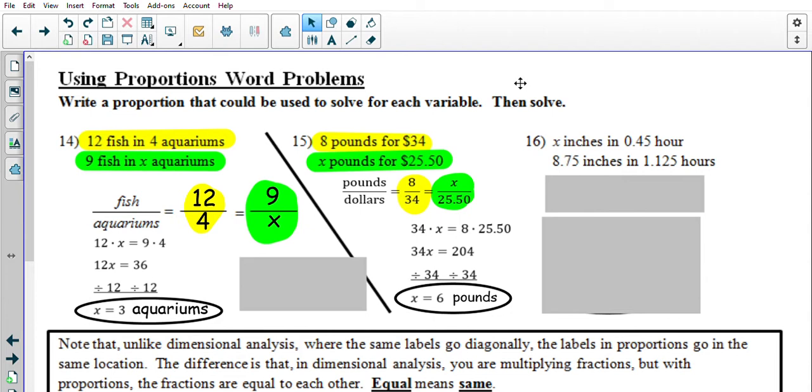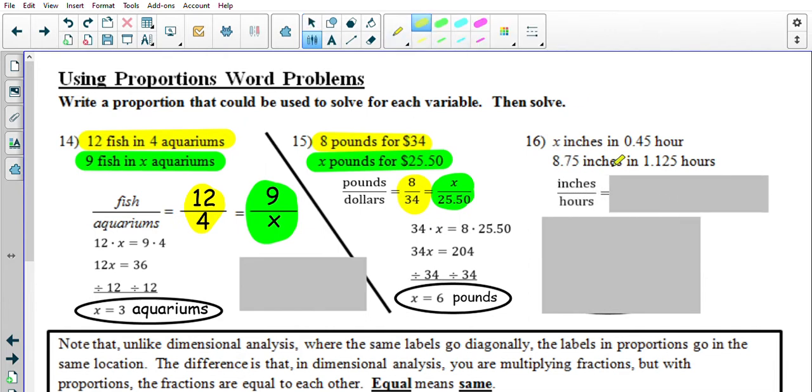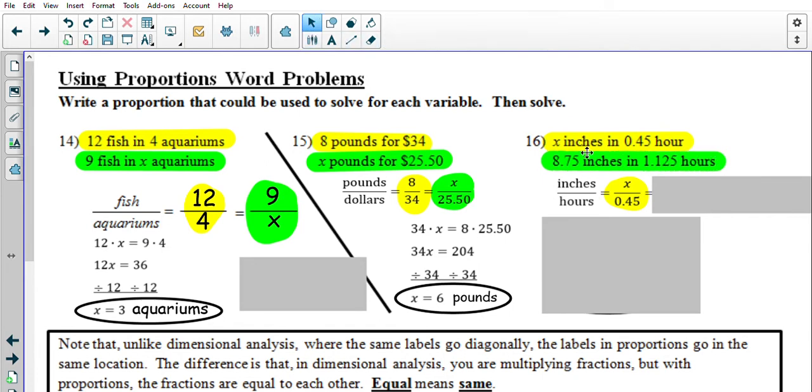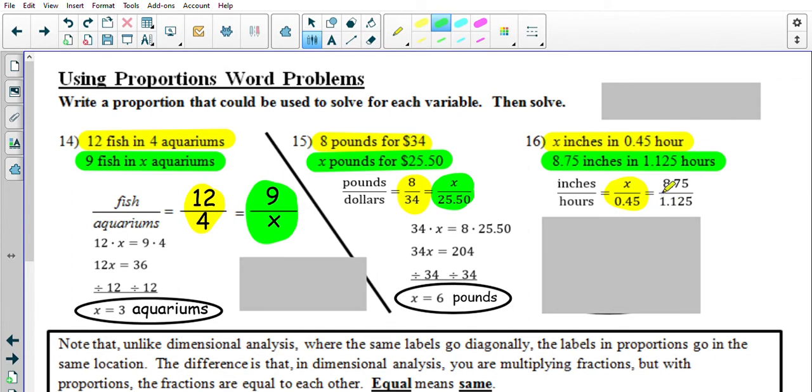All right, question number 16. So we have X inches in 0.45 hours, 8.75 inches, and 1.125 hours. So for this one, we're talking about inches and hours. I just keep them in the same order in which they're written. My first ratio is going to be X over 0.45. It's going to be this guy right here. And then my second ratio or fraction is going to be 8.75 over 1.125. So that'll be this guy right here.